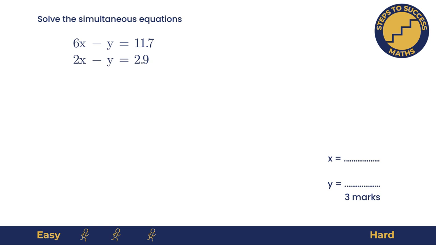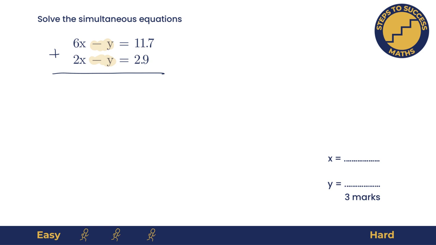Solve the simultaneous equations. 6x subtract y is 11.7. 2x subtract y is 2.9. You can see that both the y's are the same. There's only one of them. They're both negative. So to cancel them out, we need to subtract them, because the signs are the same. It's because minus 1 take away negative 1 makes it add, and that cancels it out.